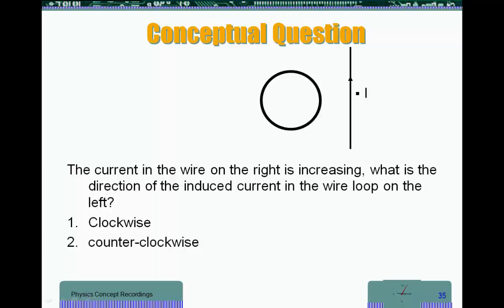So we have a wire carrying a current I, a long straight wire, and I have a ring next to it. They are telling us that the current in the wire is increasing, and we are asked to figure out the direction of the induced current in the loop. Remember, due to the current in the wire, we have a magnetic field. The magnetic field is given by mu0 I over 2 pi r.